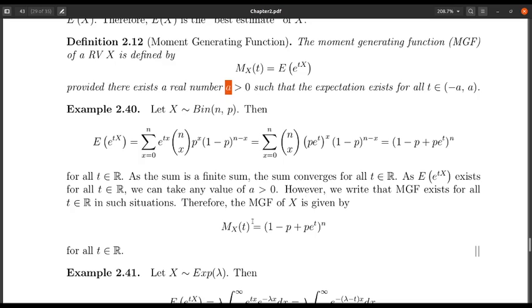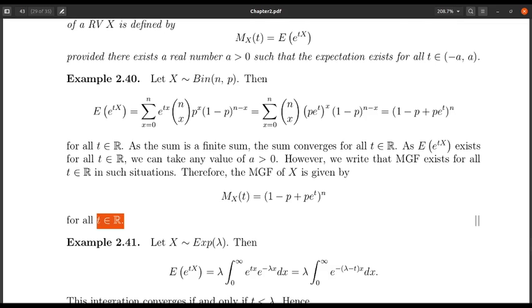In these cases, we generally write that the moment generating function of X is given by this expression for all t belonging to R. We do not specify what a is because it is true for all a. Hope that this point is clear to you, and the computation of the moment generating function is clear to you. What is the use of the moment generating function? As I already mentioned, we will come to that; first, see how we can calculate the moment generating function.